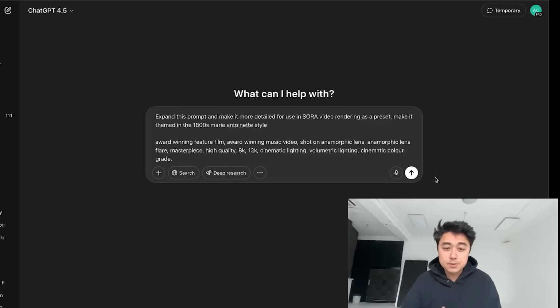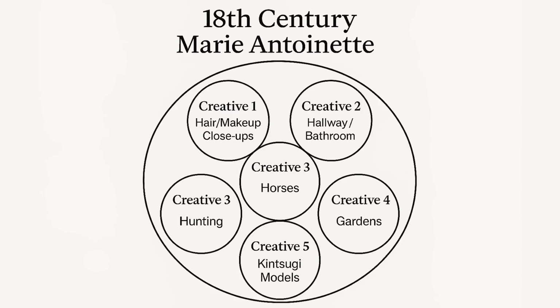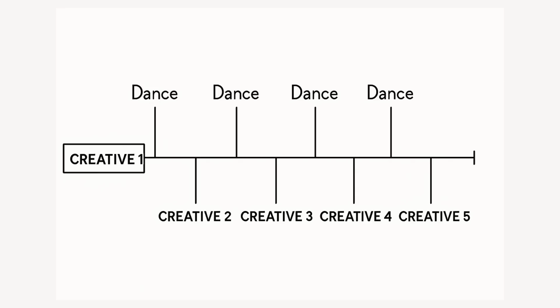I'm going to use ChatGPT to help us with creating the style or the preset. For this, I put: expand this prompt and make it more detailed for use in Sora video rendering as a preset. I have created a little diagram here for you, which shows our style as the whole. So 18th century, Marie Antoinette as the overarching style. And within that, we have creative 1, creative 2, 3, 4, 5, 6, and you can keep going.